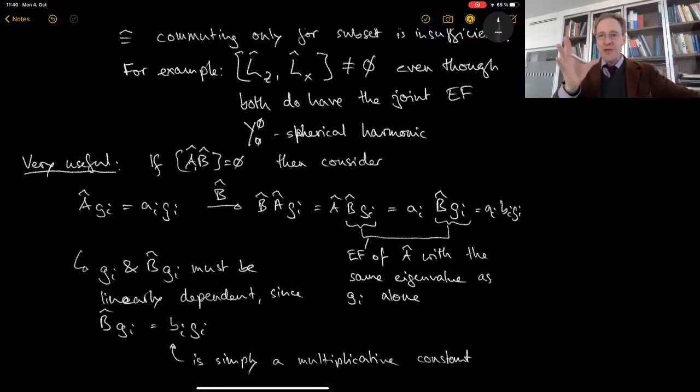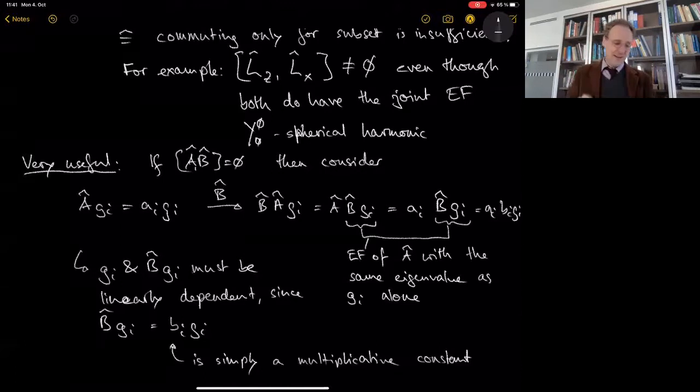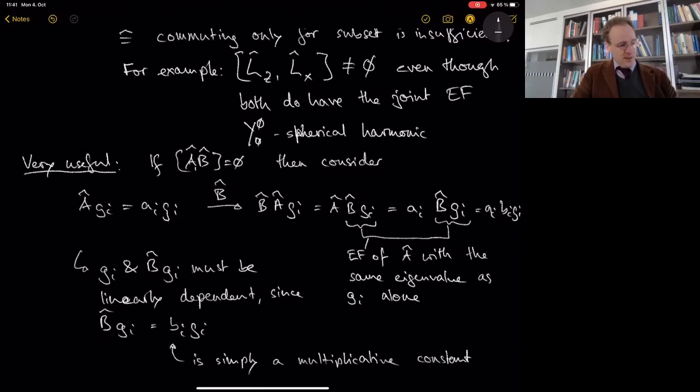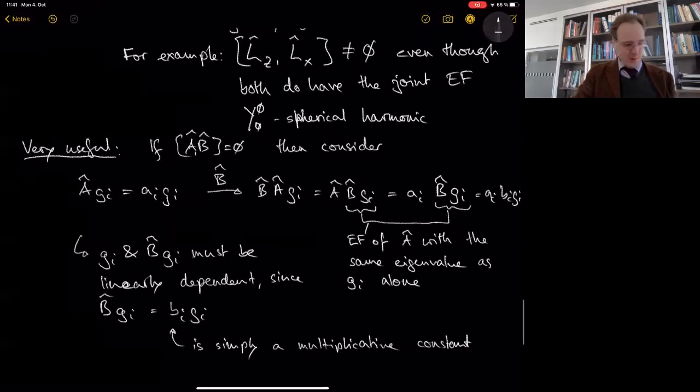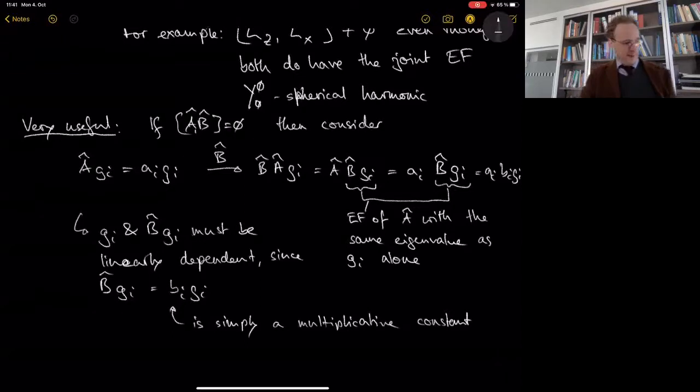Now, this is not a trivial thing, because that multiplicative constant is different for every eigenfunction. So as you go through the spectrum, this multiplication is like a nonlinear change of the entire spectrum. All right. Are there any questions so far? That doesn't seem to be the case. So let's proceed.